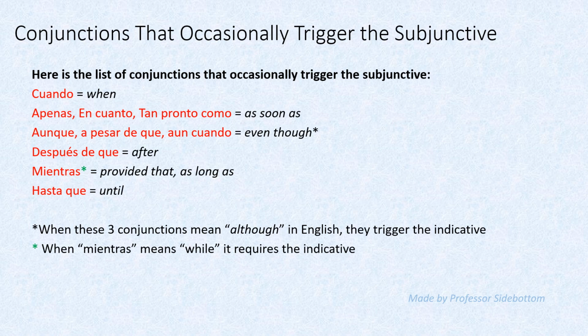Next, let's see the list of conjunctions that occasionally trigger the subjunctive. Cuando, when. Apenas, en cuanto, or tan pronto como, as soon as. Aunque, a pesar de que, aun cuando, even though. Después de que, after. Mientras, with the meaning provided that, as long as. Hasta que, until.